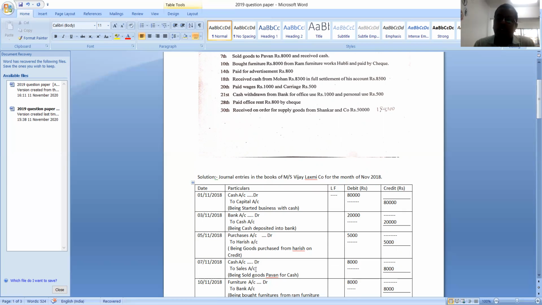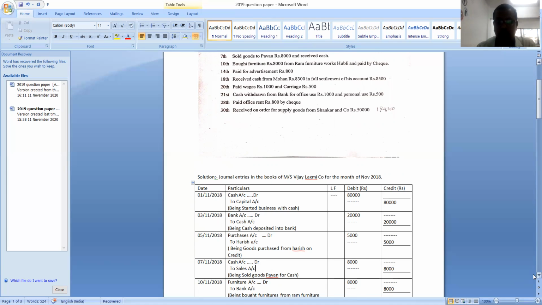Here cash is coming into the business. So what is the rule of real account? Debit what comes in. So here cash comes in, cash account should be debited. Then another account is sales account. It must be credited. Why must it be credited? Because the rule of nominal accounts is debit all expenses and losses, credit all incomes and gains. So sales are income to the firm. That is the reason it must be credited. What is the narration? Narration is being goods sold to Pawan for cash.